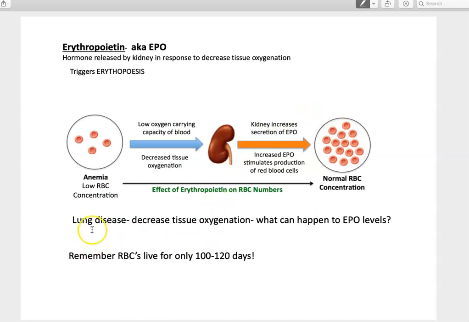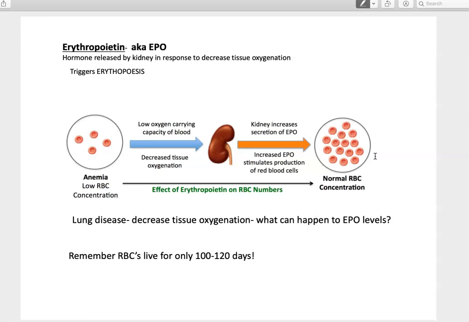Now, if we say we have a patient that has lung disease and he has decreased tissue oxygenation. EPO is released in response to decreased tissue oxygenation. It doesn't know why you have decreased tissue oxygenation. Is it because you've got low red blood cells? It doesn't really know why. So people with chronic lung disease that have decreased tissue oxygenation, their lungs aren't working, their EPO levels are going to go what? Their EPO levels are going to go up. The kidney will secrete more erythropoietin. The erythropoietin will act on the red bone marrow to make more red blood cells.